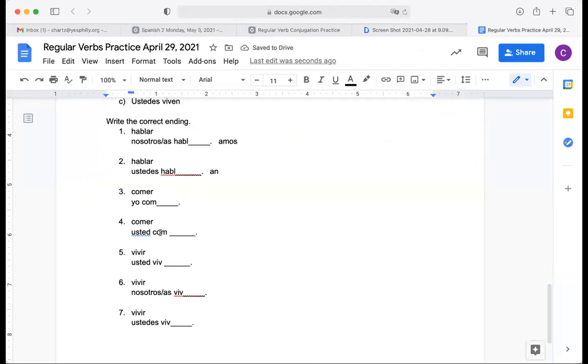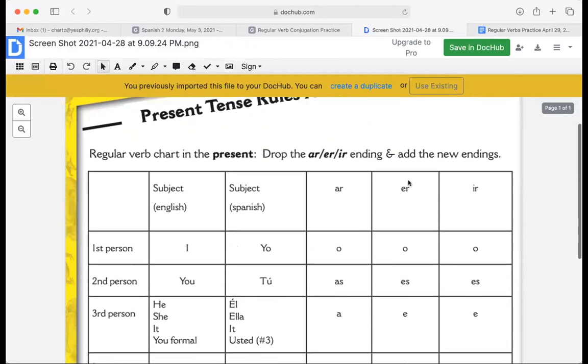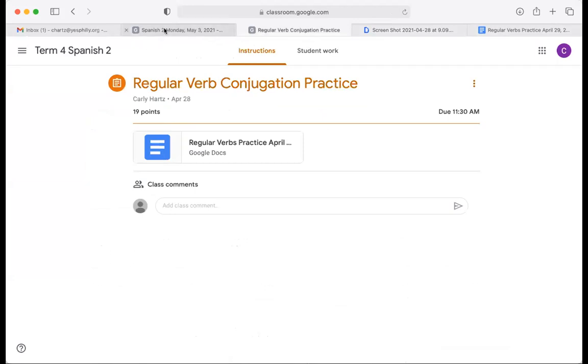So for the third one here, our verb is comer, and that's an ER verb. So we have yo, COM, it gave you the stem. All we need is the ending. So what's going to be our ending for yo in an ER verb? Anybody want to take a guess? No? Let's go over here. And ER verbs with yo is O. So it's going to be yo como.